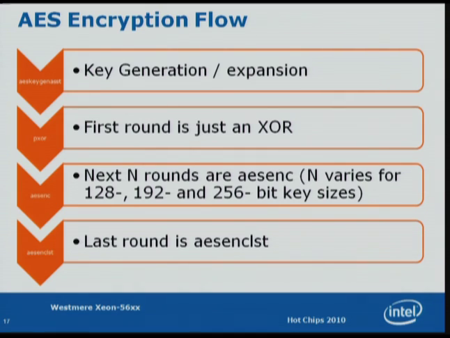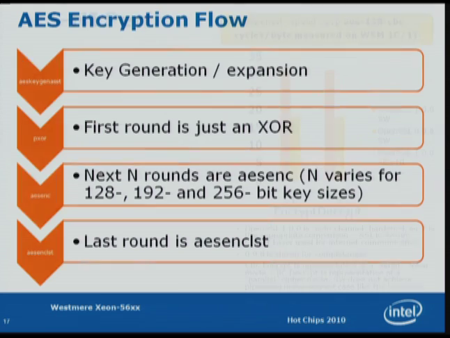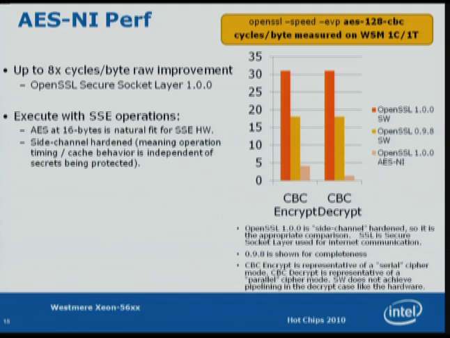So here's the flow. Again, I'm going to buzz through this quickly because I'm going to run out of time. The encryption flow is basically a generation of the first round. Then there are the N rounds we talked about, and then the last round is the AES encode last, and it goes upside down to do the decode on that. The flow looks very similar. So here's the performance of that instruction. You get about 8x the cycles per byte of raw improvement out of this.